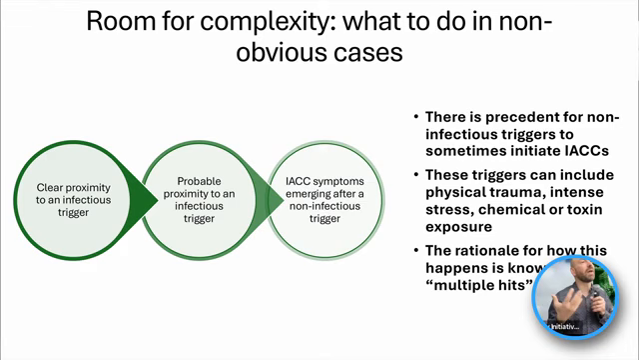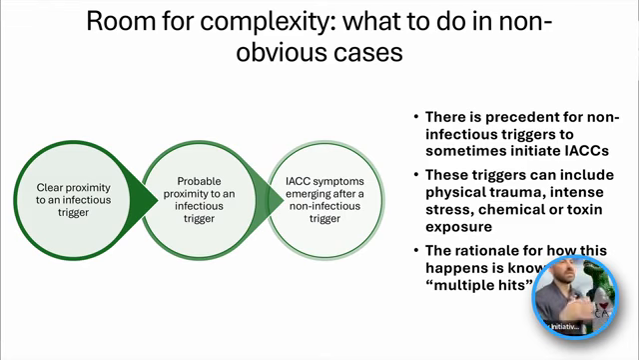But when I talk about non-infectious events, I'm talking about physical trauma, things like car accidents, concussions, talking about intense stress, prolonged periods of intense stress. We're talking about immune challenges like moving into the second or third trimester of pregnancy. We're talking about chemical and toxin exposure. These are things that can bring out these infection-associated chronic condition-like symptoms.